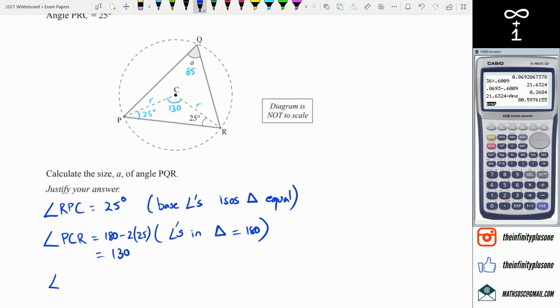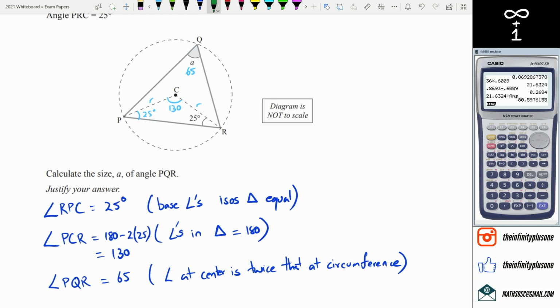And then we can go to angle PQR equals 65 degrees because it's angle at center. So the angle at center is twice that at circumference. I am not a big fan of writing these reasons because it's so long and frustrating, but unfortunately it's required at the moment. So anyway, that gets you an achieved for that. Go on to the next question.